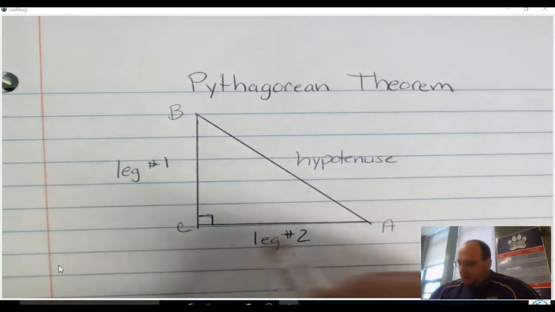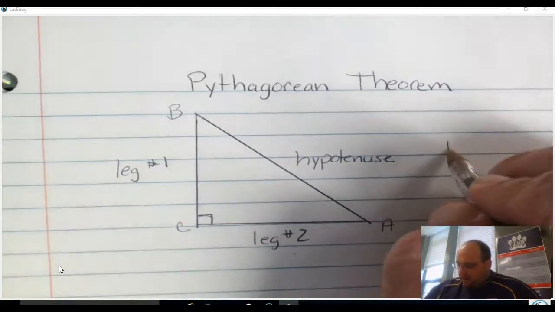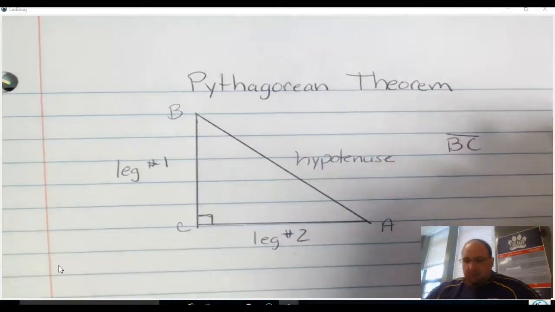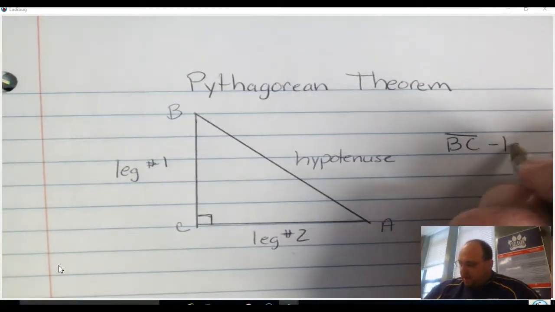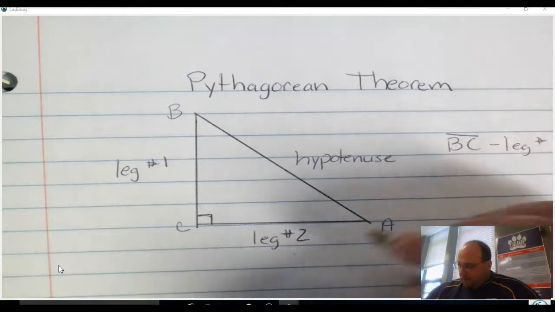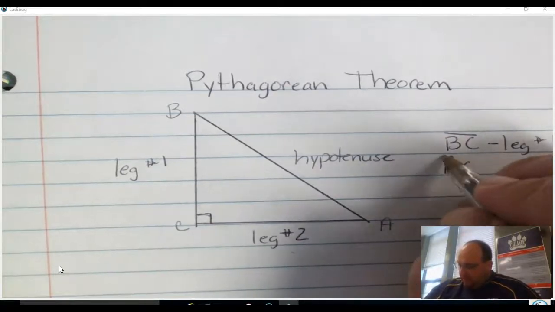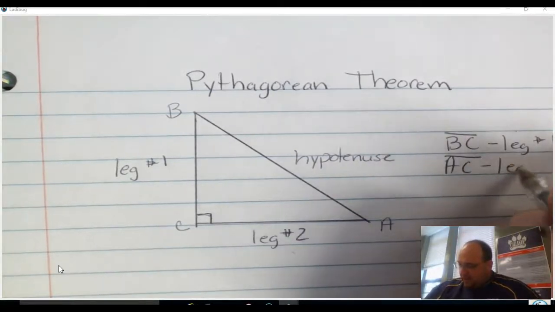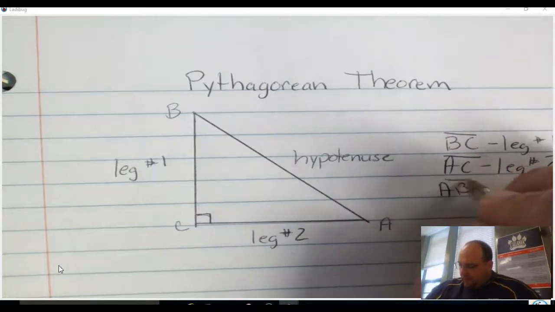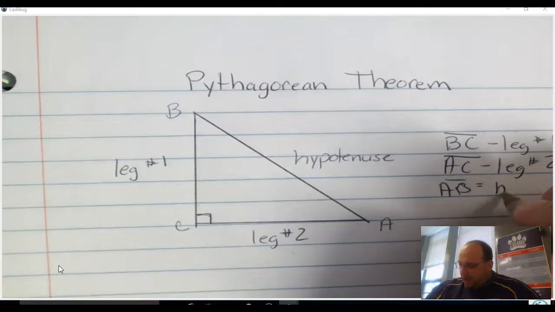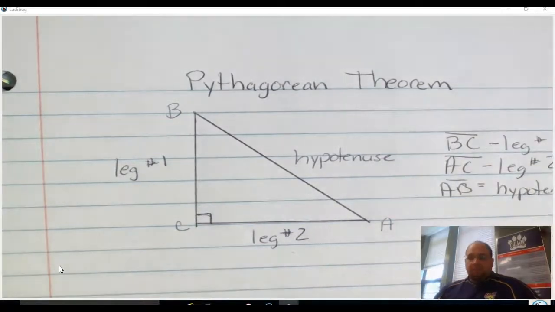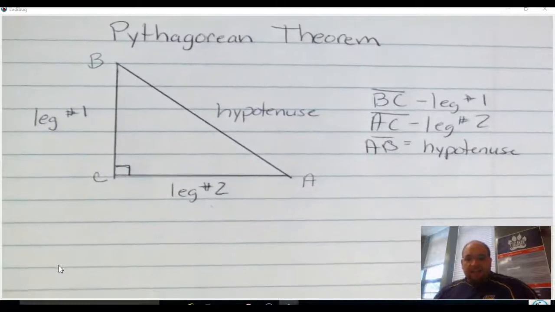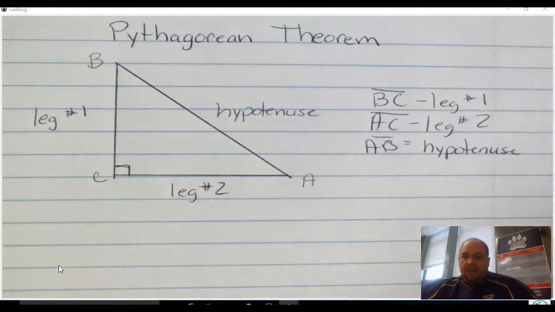So if I wanted to look at this, I would say that segment BC is leg number 1. Segment AC is leg number 2. And segment AB is the hypotenuse. It's important that I identify the legs and the hypotenuse, especially when I start to use the Pythagorean theorem like I'm about to do.